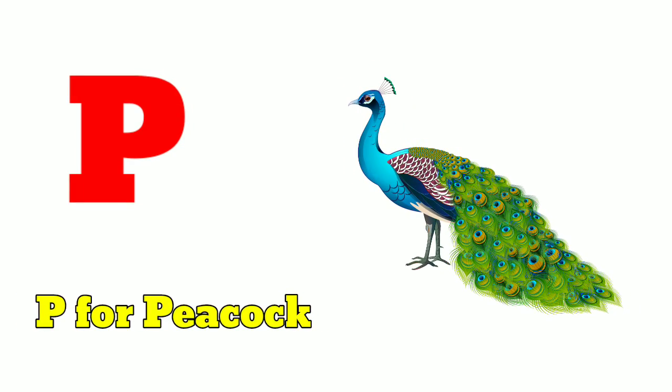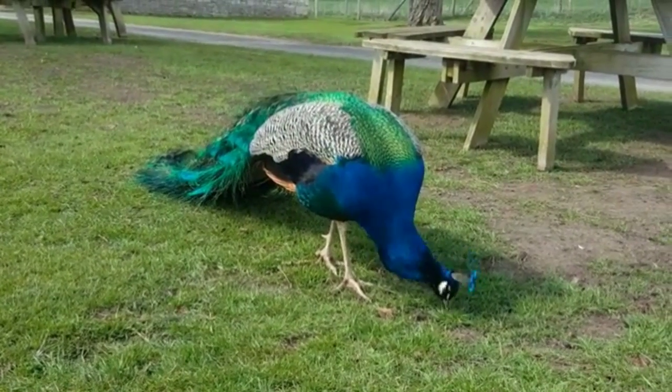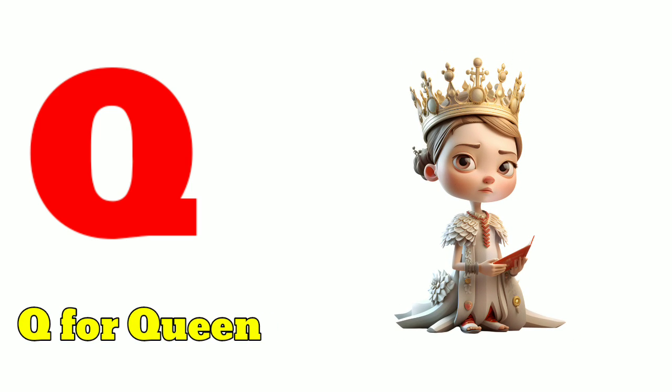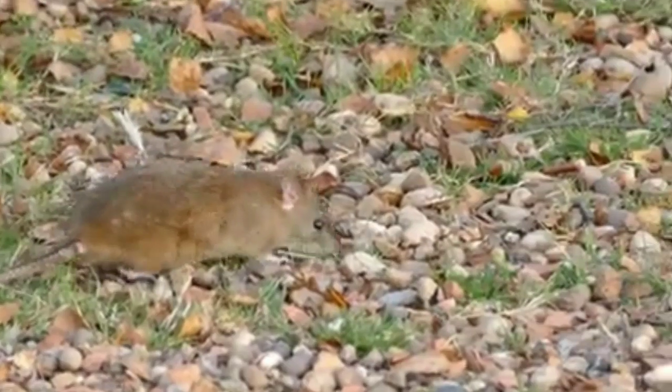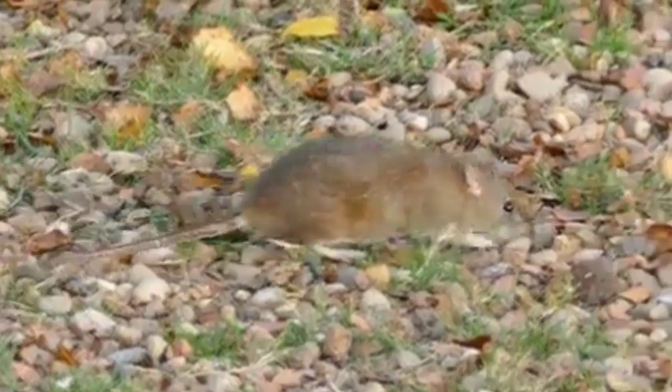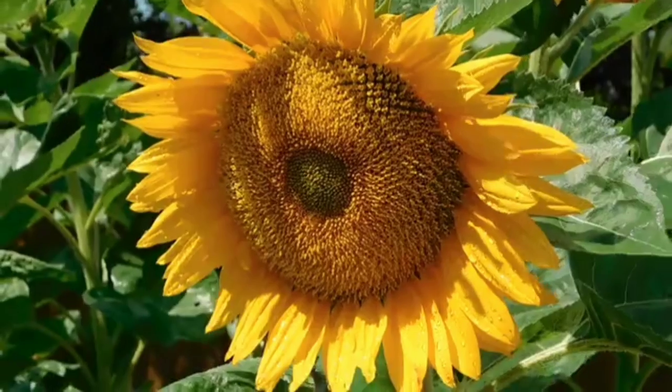P for peacock. Peacock means mor. Q for queen. Queen means rani. R for rat. Rat means chuha. S for sunflower. Sunflower means gul aftab.